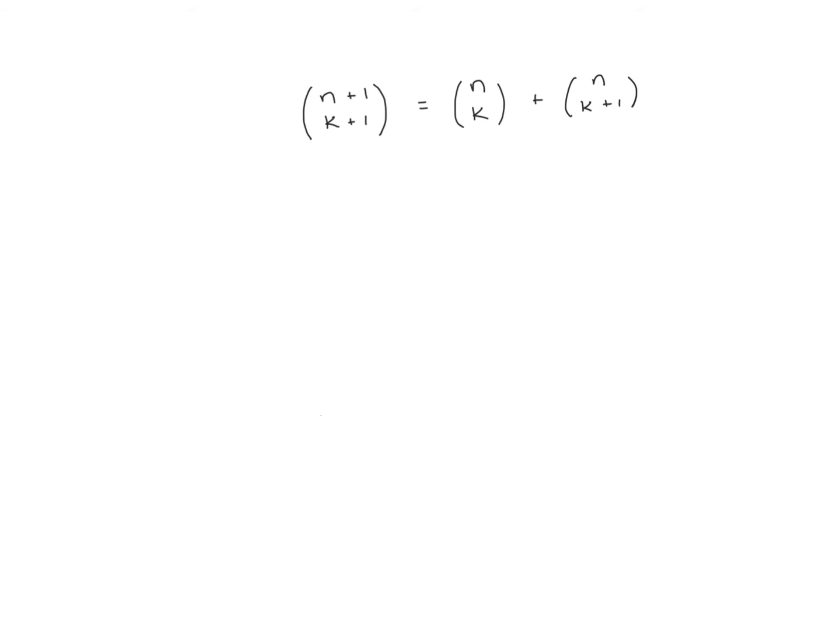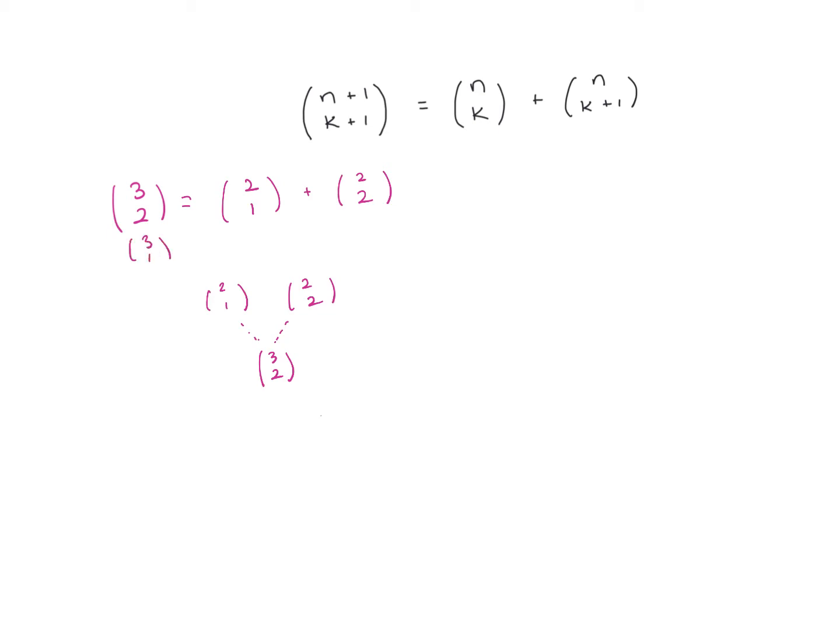Okay, so we have this fact here, and let's see what we can find from this fact. So let's say I want to find 3 choose 2, for example. I know that 3 choose 2 is going to be equal to 2 choose 1 plus 2 choose 2. So if I know what 2 choose 1 is, and I know what 2 choose 2 is, I can just add those together, and that gives me 3 choose 2.